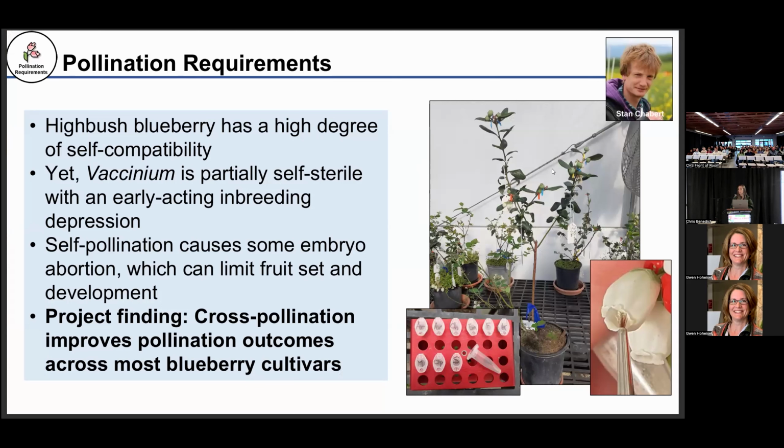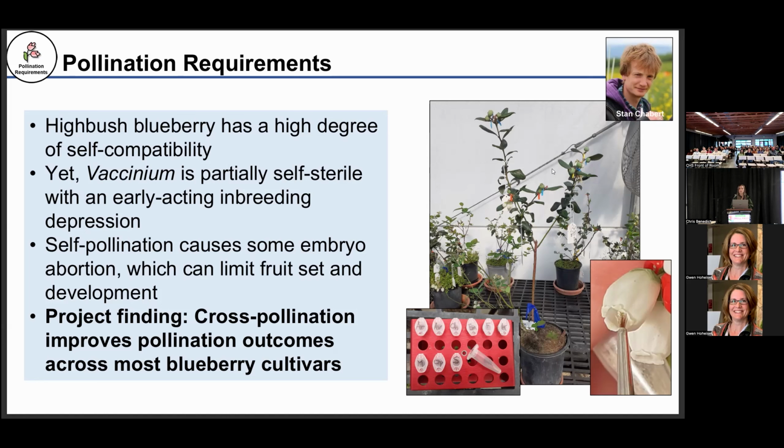This is representing work done by Dr. Stan Schaubert at the University of Florida, a great member of our project team. A little bit of background: highbush blueberry like Duke and Draper have a high degree of self-compatibility, meaning self-pollen from that same cultivar can germinate on the stigma, pollinate, and fertilize that flower. But there's this other feature called self-sterility and early-acting inbreeding depression. What this means is that a lot of those seeds that start to develop from those embryos start to abort. And when we have more abortion and less seed formation, we see a reduction in berry size, maybe even a reduction in fruit set.